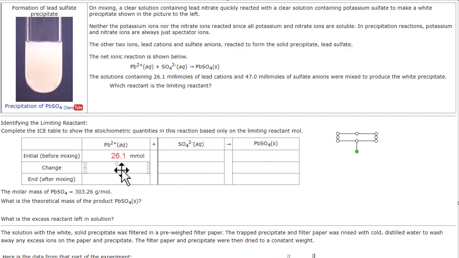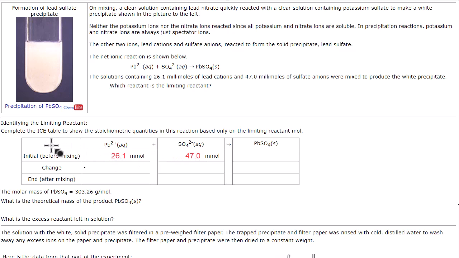And indeed, we have that. It's a lot easier writing 26.1 than 0.0261, but you could have solved the problem that way too. And here we have 47.0 millimoles of our sulfate ions. Now, the reaction indicates one lead reacts with one sulfate. Well, 26 leads will react with 26 sulfates, but we have 47 of them. So we have an excess of the sulfate. In other words, our lead runs out before our sulfate does.